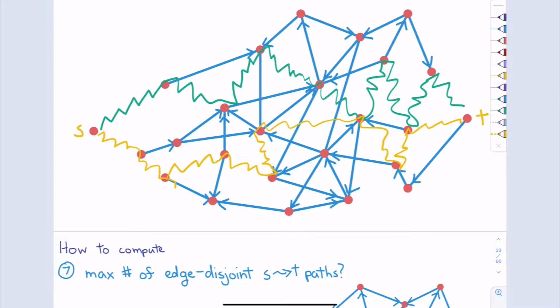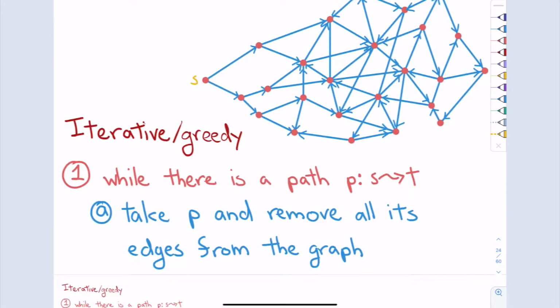Okay, so it's a very natural approach. I'll call it the greedy approach. Maybe finding a shorter path makes sense insofar as you're not using as many edges, so we can also keep that in mind. Right, so while there's a path from S to T, find one, rip it out, keep going.